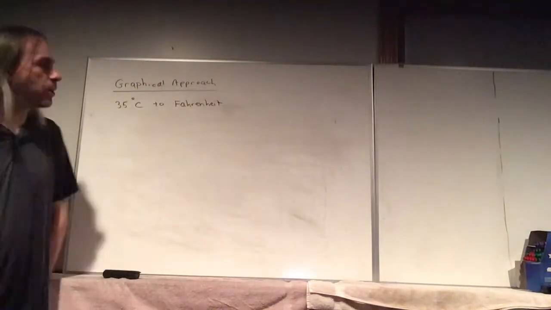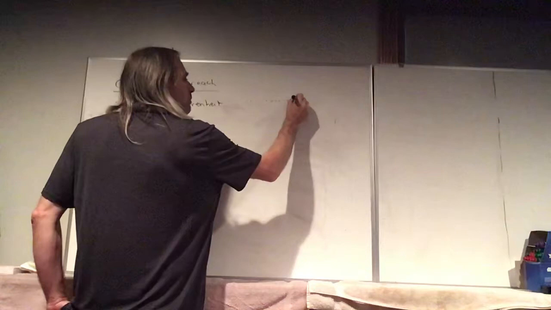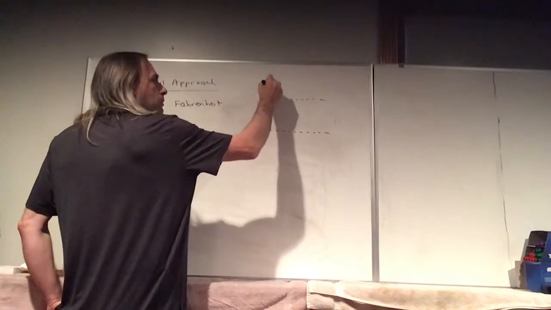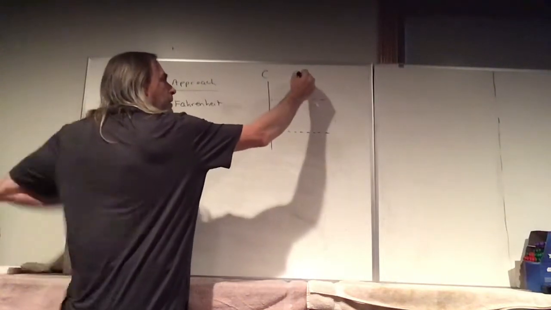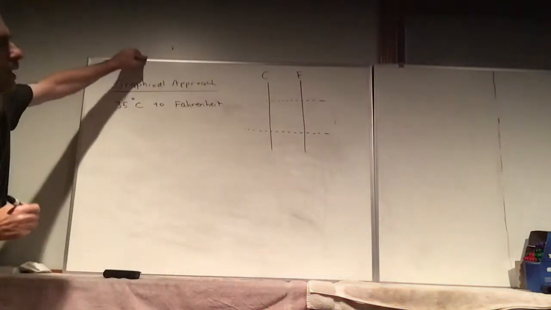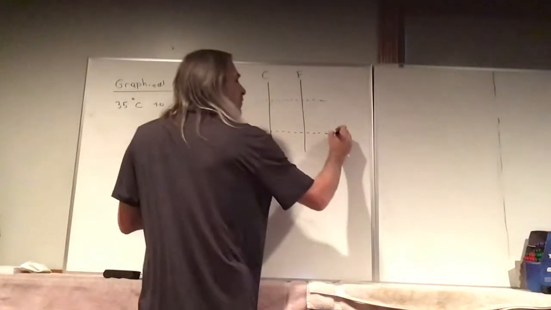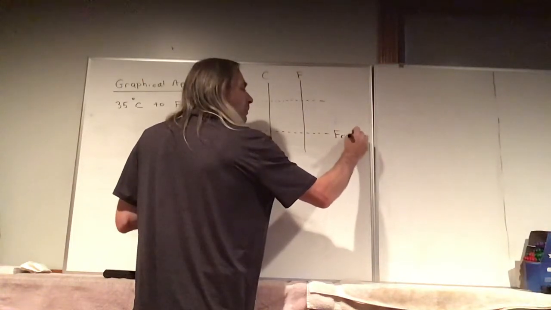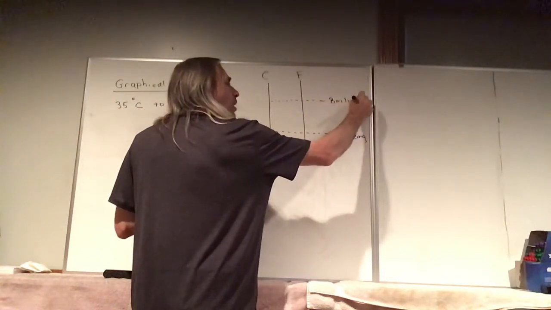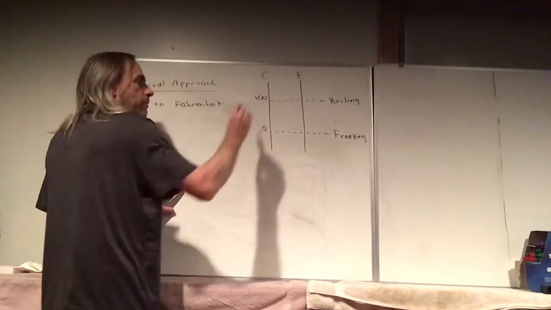So what I mean by a graphical approach is, I'll draw a picture here. Let's say this is Celsius. Here's our Fahrenheit scale. And we're going to say these two reference lines are for water. This is the freezing point, the ice water. And this is the boiling point. So this is what Celsius used. And these values are 0 and 100.